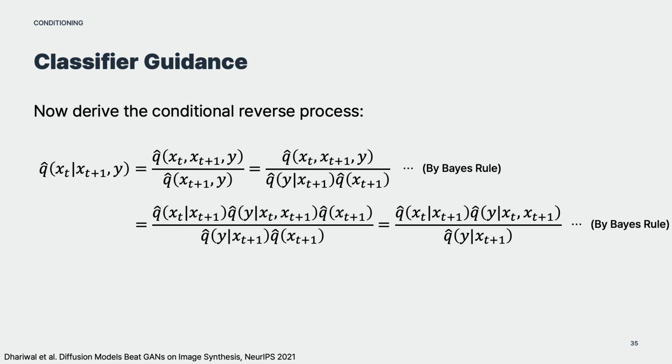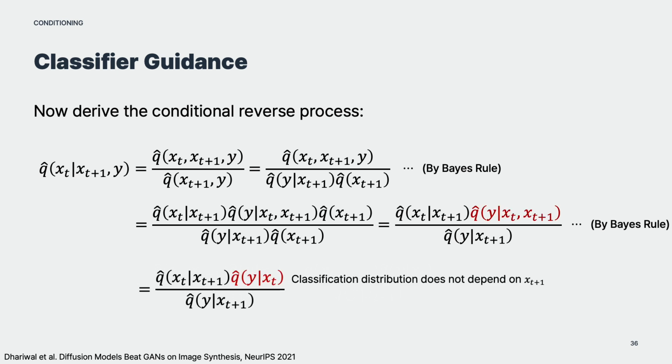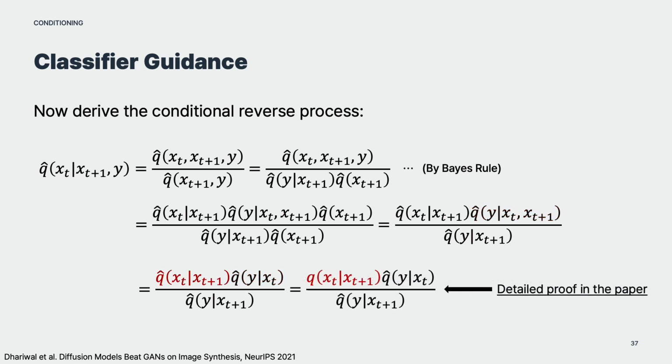By applying Bayes' rule once more, we can further simplify the expression as follows. Then, by applying the second property we discussed earlier, namely that the classification distribution does not depend on xt plus 1, we obtain the following term. Finally, the expression at the bottom becomes equivalent to the unconditional forward distribution. Due to time constraints, I recommend referring directly to the paper for this part. The proof is quite straightforward.